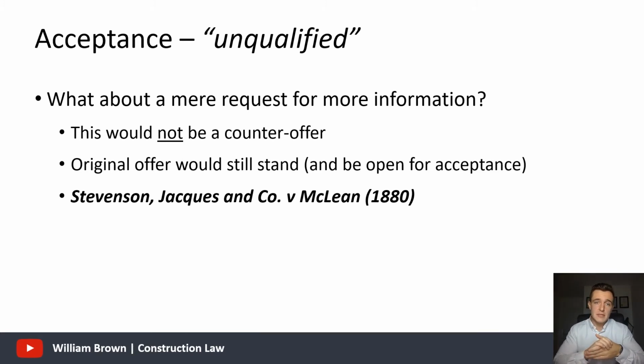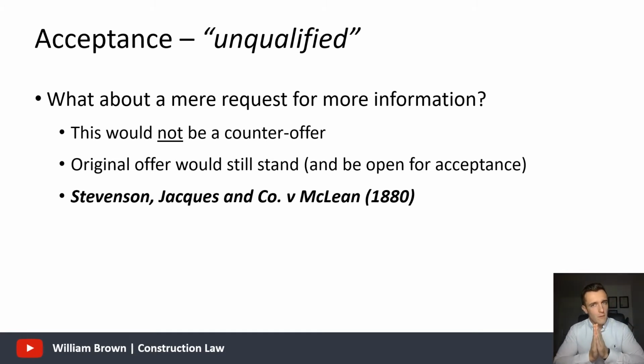And that very much is summarised and explained by the facts in Stevenson, Jack & Co. and McLean from back in 1880. So in terms of the facts of that case, McLean made an offer to Stevenson, Jack & Co. on the Saturday. That offer was for a certain amount of iron work, 3,000 odd tons, in return for 40 shillings. So I've got some iron, I'm going to sell it to you, I want 40 shillings for it. That was the offer, and he said, I want to hear back from you by the Monday.